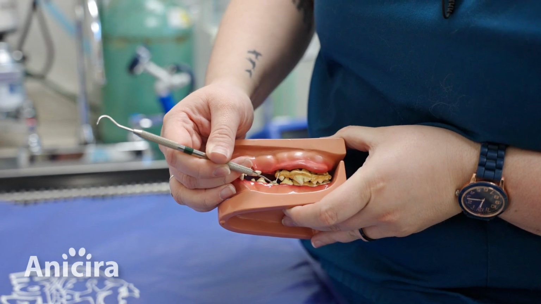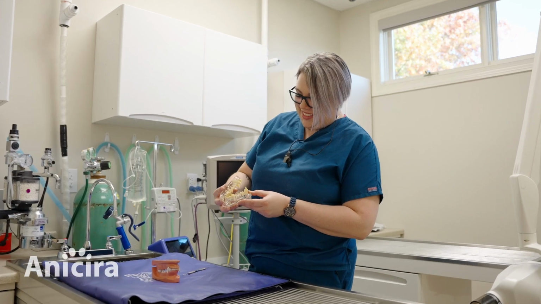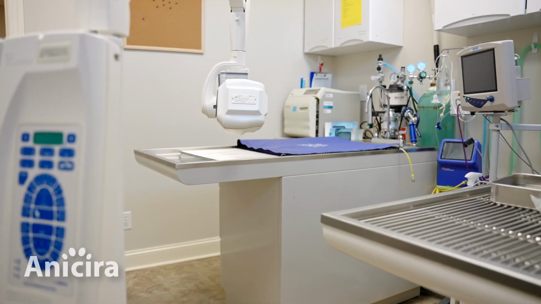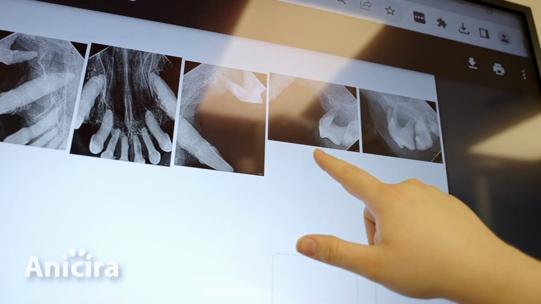A COHAT is a comprehensive oral health assessment and treatment, and that encompasses all of the dental procedure itself. The dental procedure includes our pre and post-op exams. It includes the anesthesia, so they do need to be under full anesthesia for these procedures. It includes full mouth radiographs, and it assesses what the bone structure and the tooth roots look like that we can't see visibly on the surface.